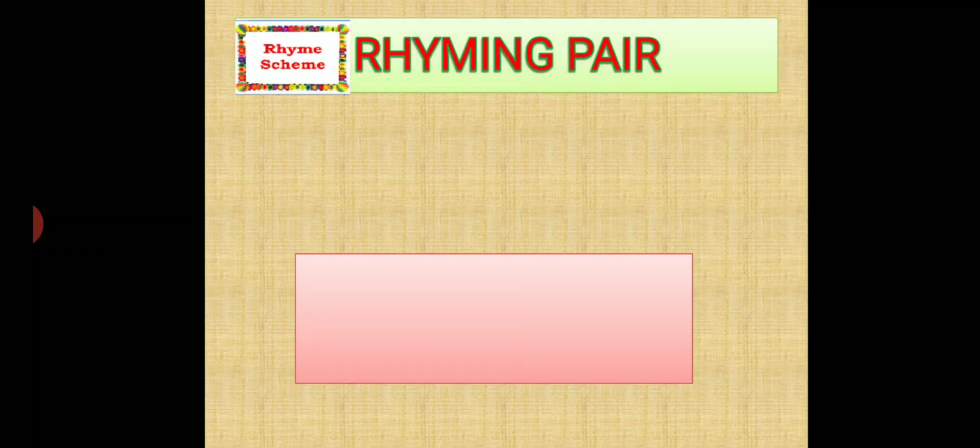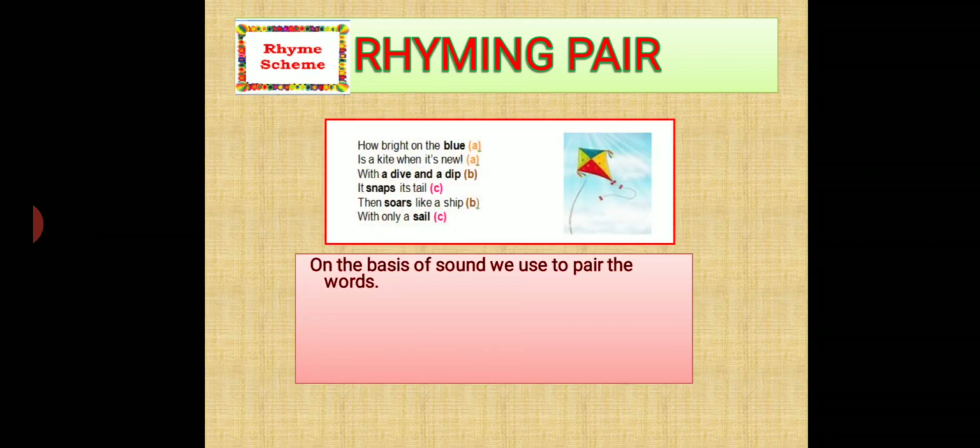Now coming to the rhyme pair. So what is the rhyme pair? On the basis of sound, we pair the words. Same example: here the rhyming pairs are blue-new, dip-ship, tail-sail. So rhyme scheme and rhyme pair go hand in hand, so they come under the same heading.